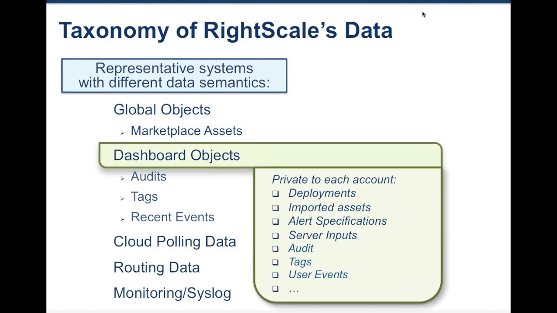Now, dashboard objects are resources that are managed within an account. And this is an important distinction because we're going to shard horizontally based on account. An account, in a way, is protected from any other account by isolating them, so that you're only working on the concept of an account. That account lives in a specific shard, so you don't have to move across different shards in order to do your work. And all the information that belongs to an account, like deployments, alerts, inputs for a server, audits, tags, or even users, belongs to the account and is completely independent from each other.